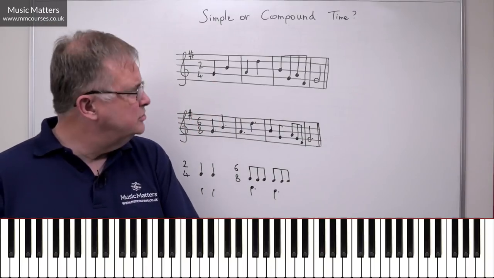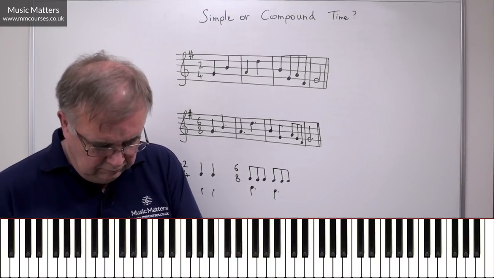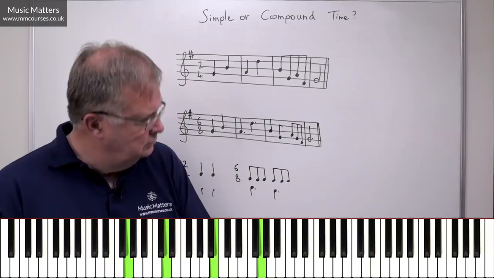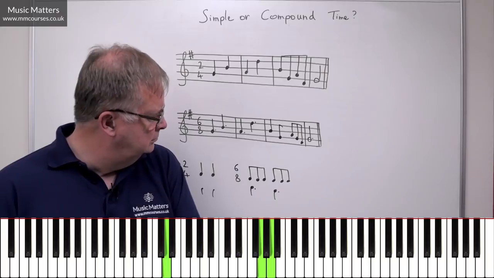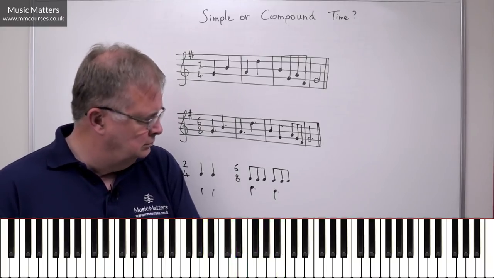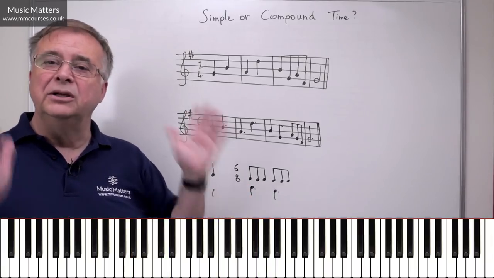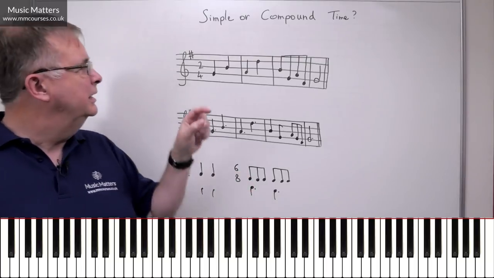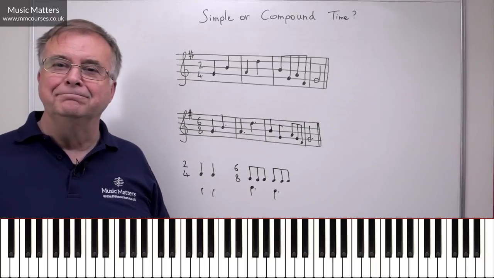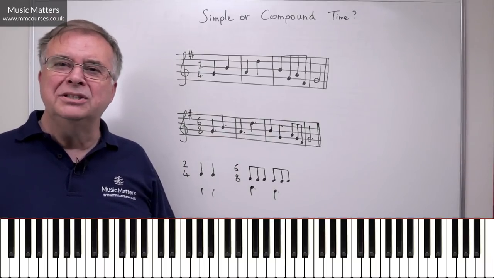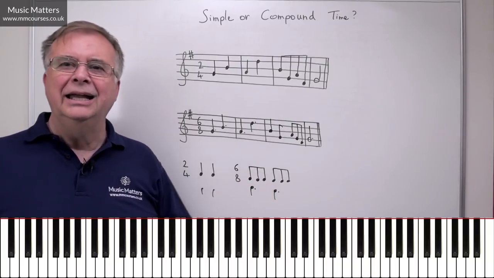Let me play them again. So here's 2-4. Here's 6-8. And you can feel there's a slight difference, but you're still counting two beats in both of them. This one's simple duple time, this one's compound duple time. So I hope that helps demystify this whole area of what's simple time, what's compound time, how do I hear the difference?